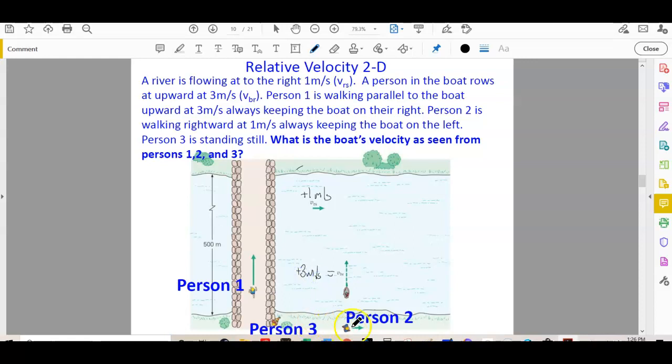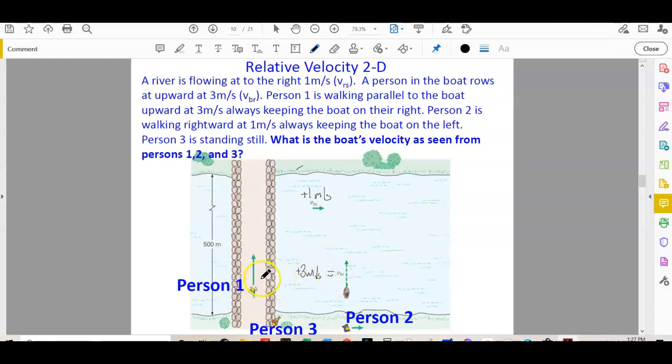Okay. Over here, you have a person number 2 who is walking, and they're always going to keep the boat to their left. So you have to think about how fast would they have to walk in order to keep this boat just on their left as they're walking downstream. And you have a person here, person 1, who is going to be walking along a bridge that's always going to want to keep their boat on the right. So how fast are they going to have to walk in order to keep this person on their right hand side?